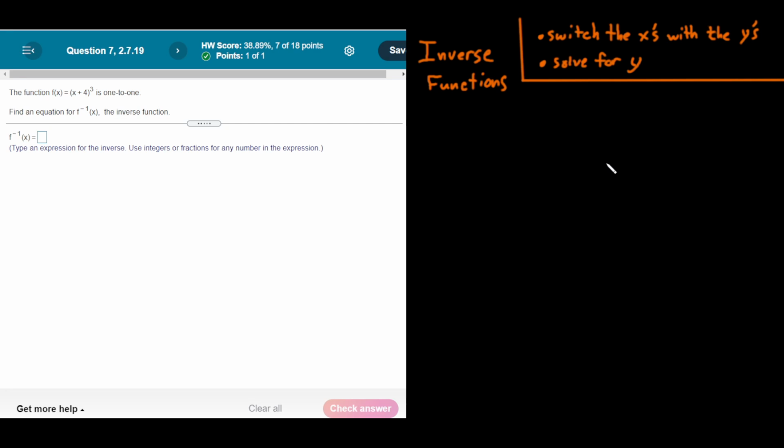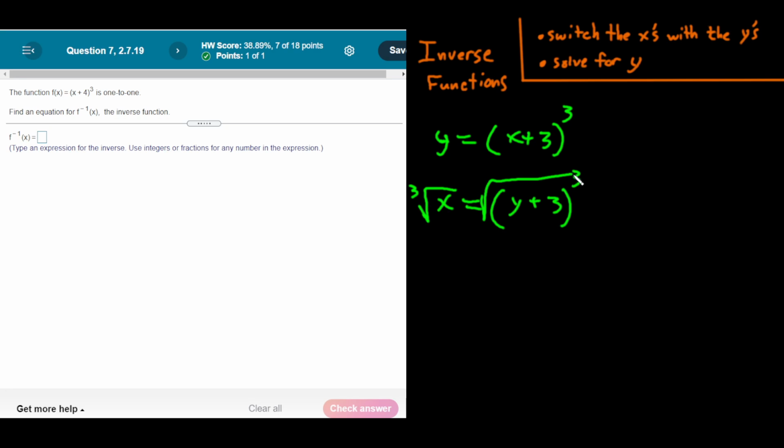Okay, so what do we have here? We have y is equal to parentheses x plus 4 quantity cubed. Okay, so you know what's going to happen. We're going to switch the x's and the y's. So this y becomes an x. This x becomes a y. You're going to add 3, raise it to the third power. Now we've got to solve for y. So remember, we can't just subtract the 3 in there because it's surrounded by parentheses. You take care of whatever's outside the parentheses first. So we've got to get rid of this cube by cube rooting both sides. So we're going to cube root the left and we're going to cube root the right.